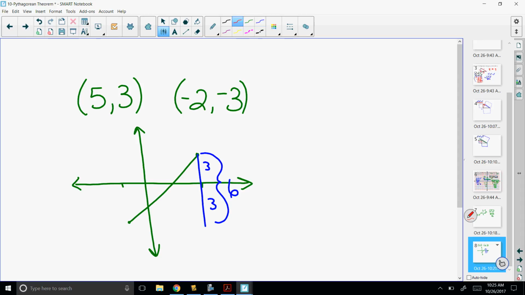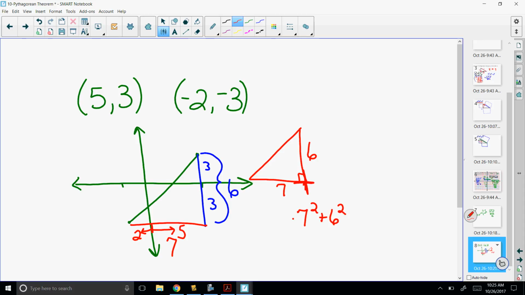I also need to know how far over I went. Well, from the y-axis, I went this direction, how far? 5, and I went back how far? 2, so that total distance there is 7. So I have a right triangle where I have 6 and 7 for the 2 legs. Right here is your right angle, which means plus. So it's going to be 7 squared plus 6 squared. And then what do you have to do as a final step? Take the square root. So you get 49 plus 36. And if you add those together, you should get the square root of 85.